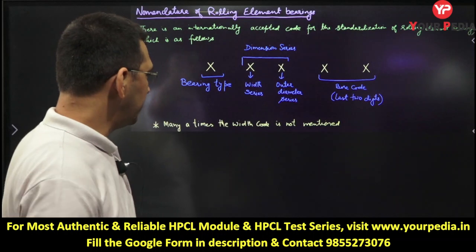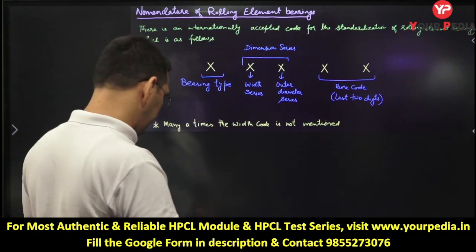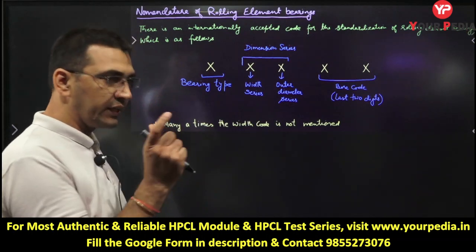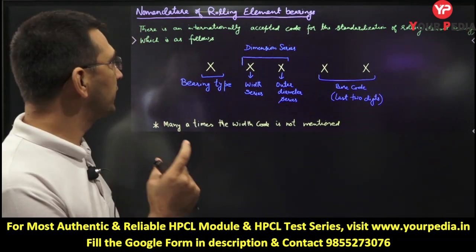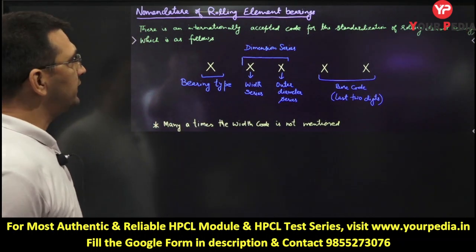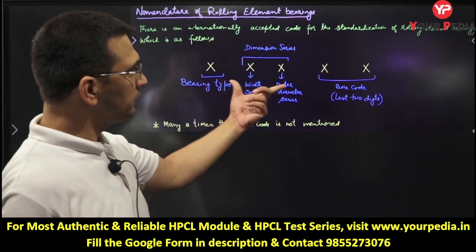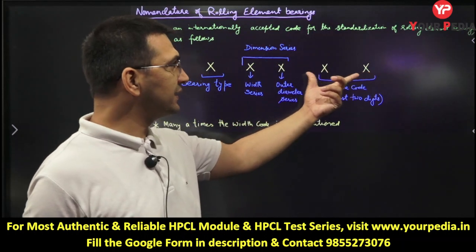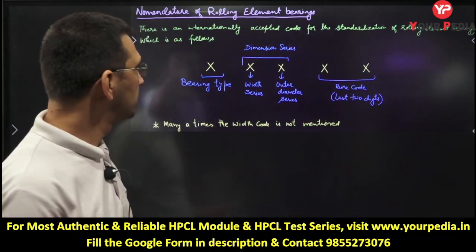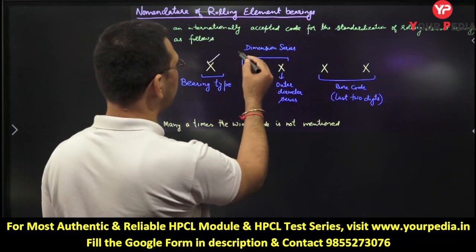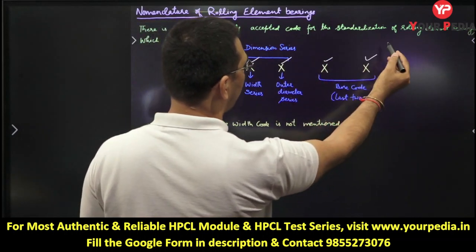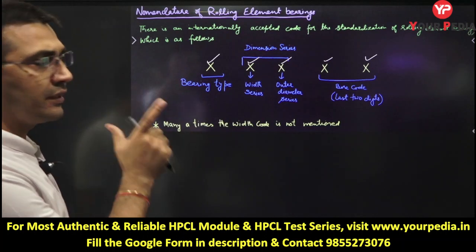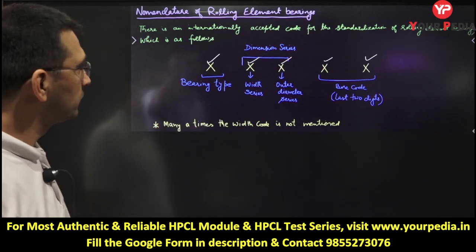So this is basically, in standard, jo nomenclature hai kisi bearing ko define karne ke liye, rolling element bearing ko define karne ke liye. So we make use of a code, numeric code normally, and that numeric code basically consists of 5 digits. So 1 I have simply taken as X, 5 digits we will make use of in order to define that particular bearing, right?